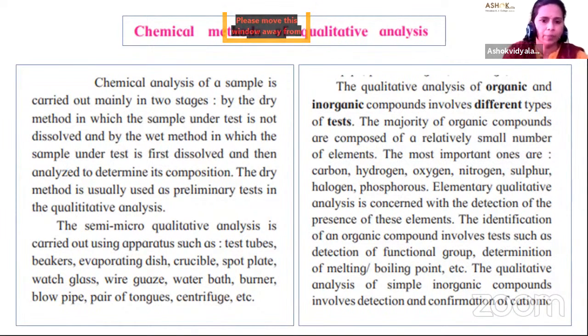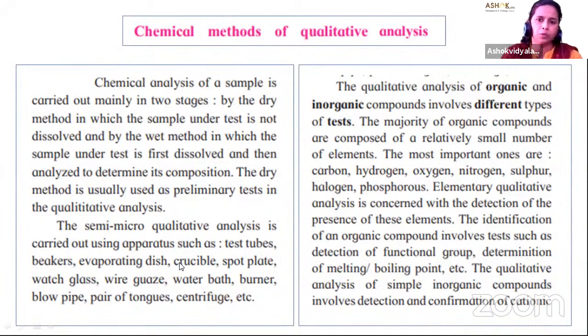But when we come to the wet method, in the wet method we have to dissolve that sample in water. By dissolving that sample in water or in a suitable solvent, we will carry out certain tests. Now this qualitative analysis, nowadays we are doing it through the semi-micro way. When we are doing it through the semi-micro, the apparatus you will require is the test tube. You will require a crucible, then certain evaporating dishes, beakers, test tube holder, spot plates. Then the wire gauze for heating purposes.